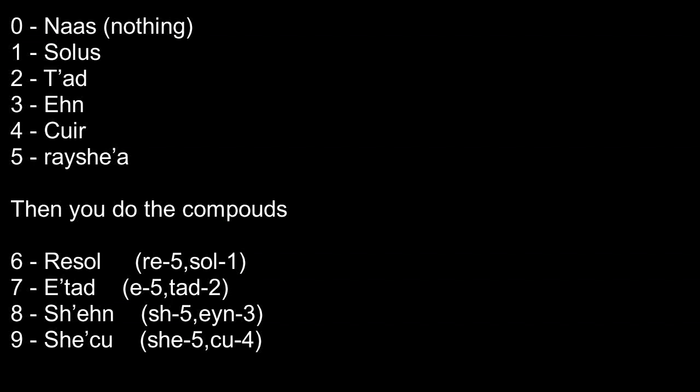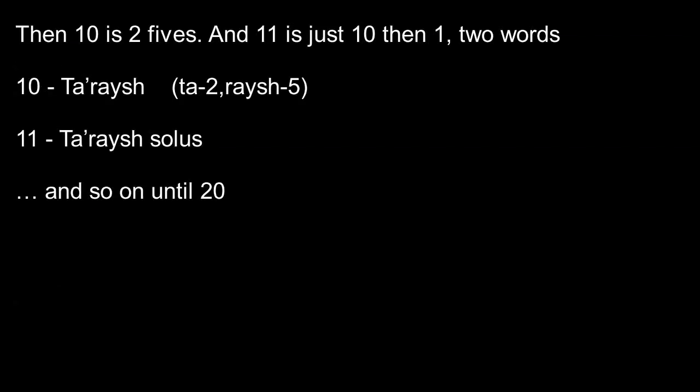You get into the compounds. So 6 is rezol, which is re, the 5, and zol, the 1. Now 7, etad. 8, shen. 9, sheku. Then the 10 is like 2 fives.